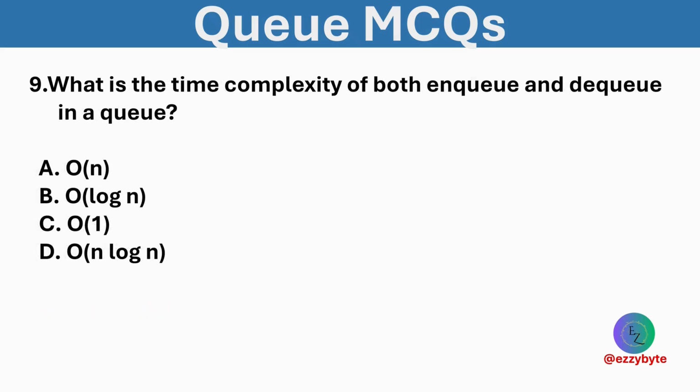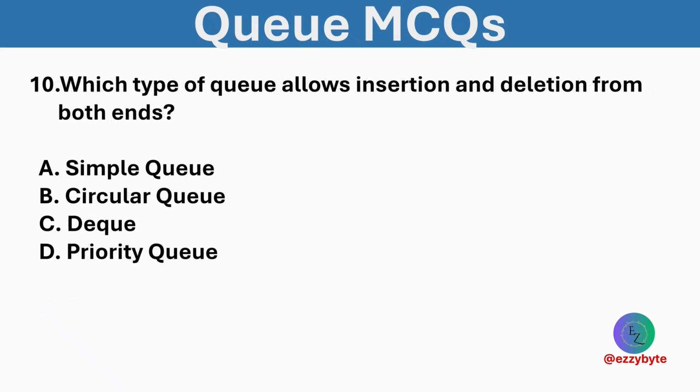What is the time complexity of both NQ and DQ in a queue? Options are order of n, order of log n, order of 1, and order of n log n. Option C is correct. Both operations take constant time in a properly implemented queue. Which type of queue allows insertion and deletion from both ends? Options are simple queue, circular queue, DQ, and priority queue. Option C is correct. DQ, also known as double-ended queue, allows operations from both ends.